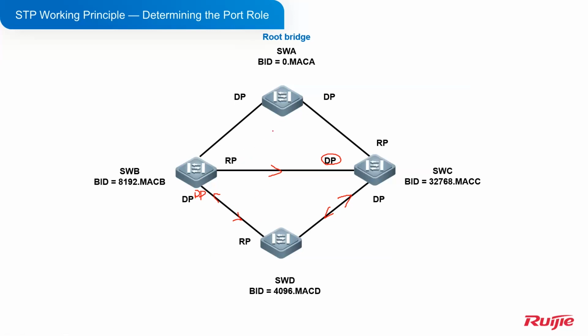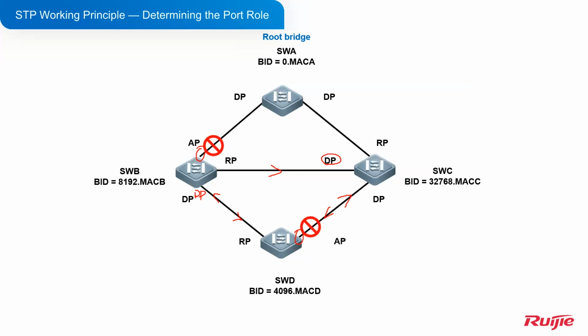So we can see in this figure, we have determined the port role of most of the ports, while we still have two ports left. This port, right, the port on SWB connected with SWA, and the port on SWD connected with SWC. They are neither designated ports nor root ports. So these two ports will actually be blocked.